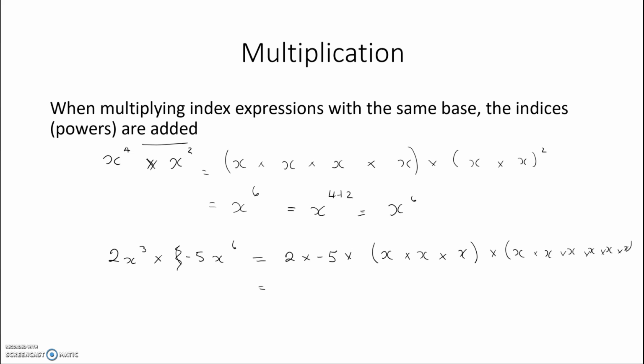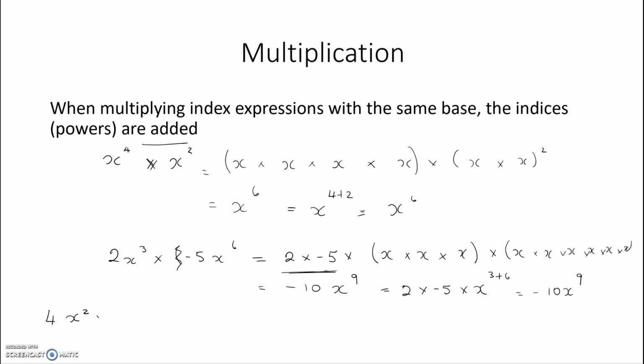That's 2 times negative 5, that's negative 10. Count up the x's and there will be 9 of them. So normal bit for the numbers and multiplying the x's. We could have done this by 2 times negative 5 times x to the power of 3 plus 6. Like that.